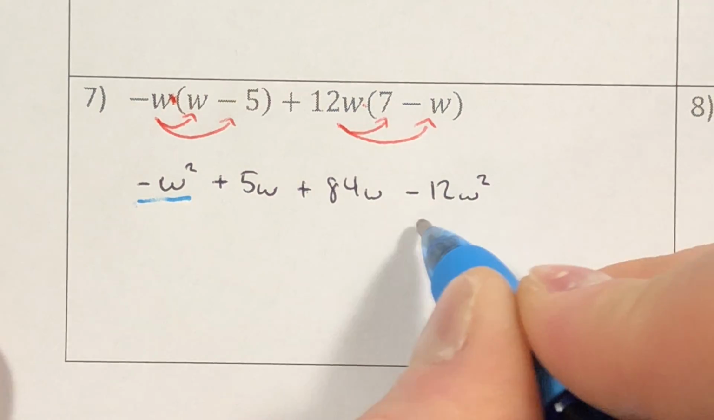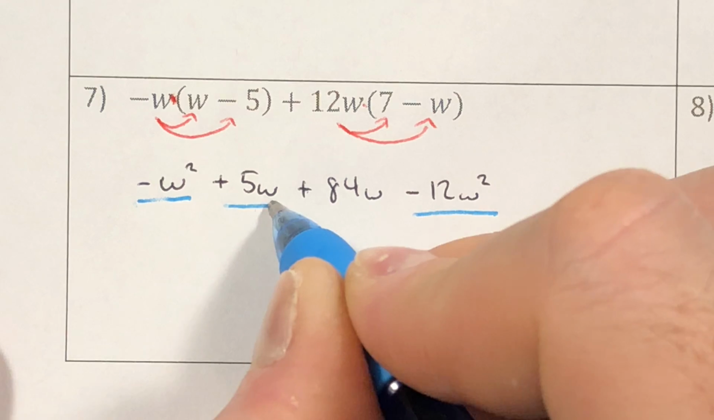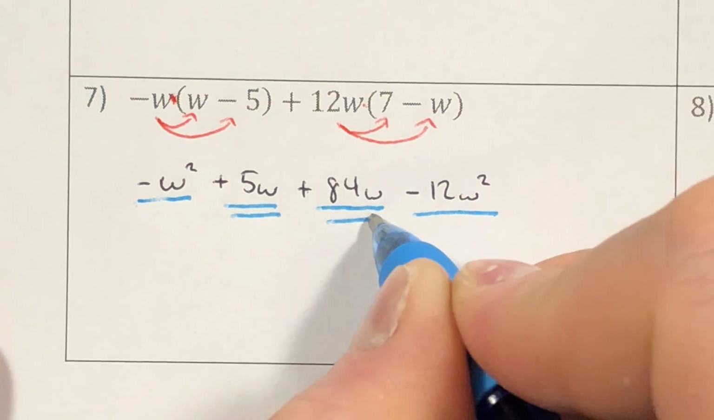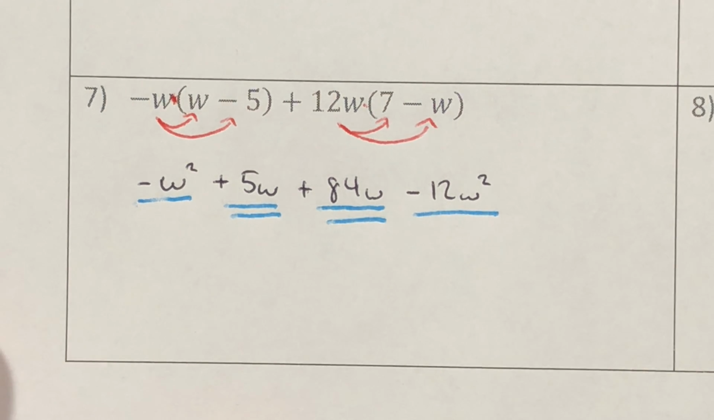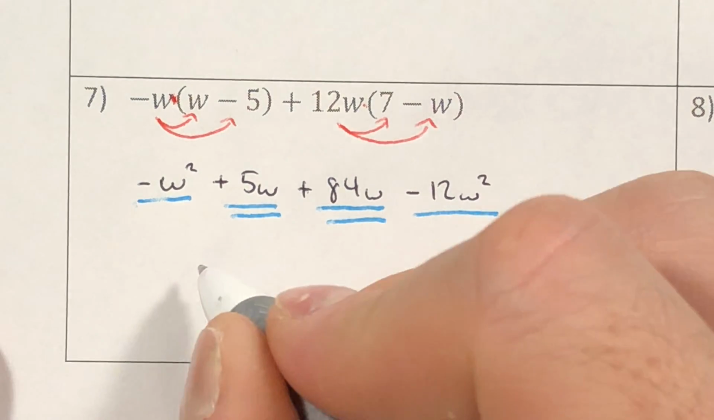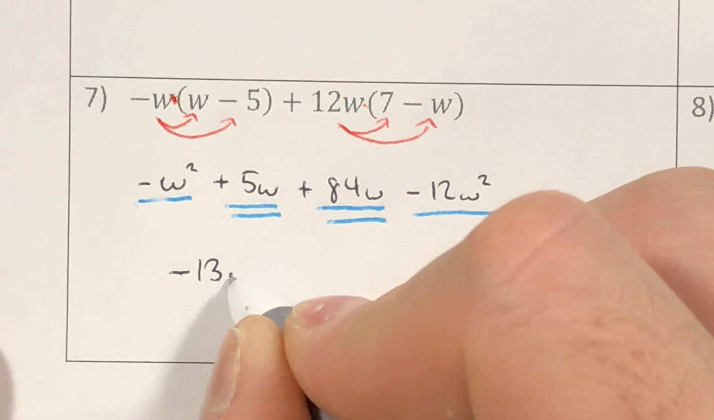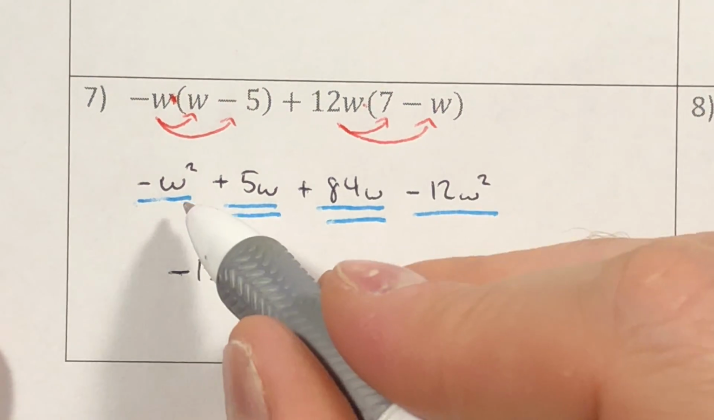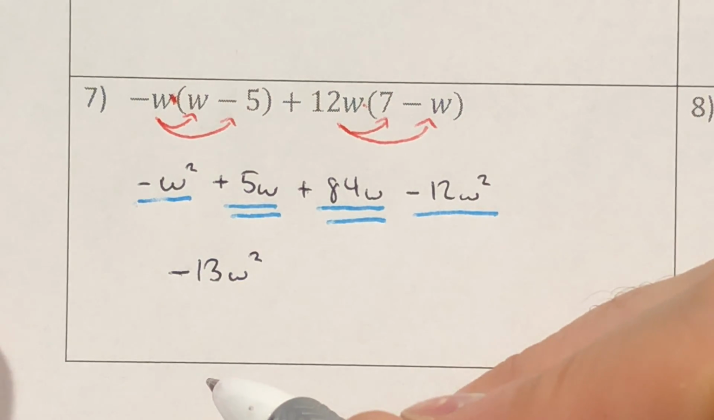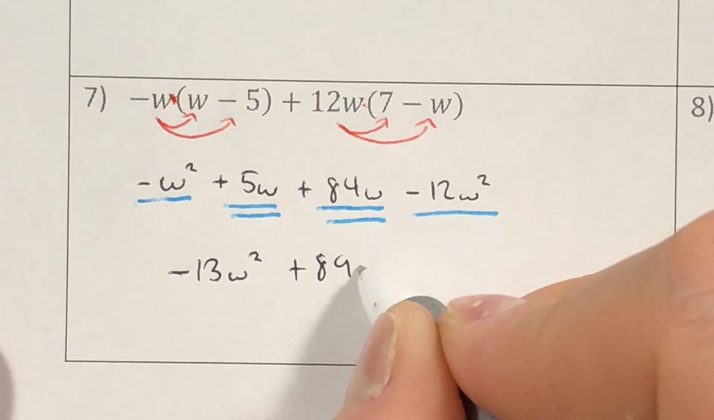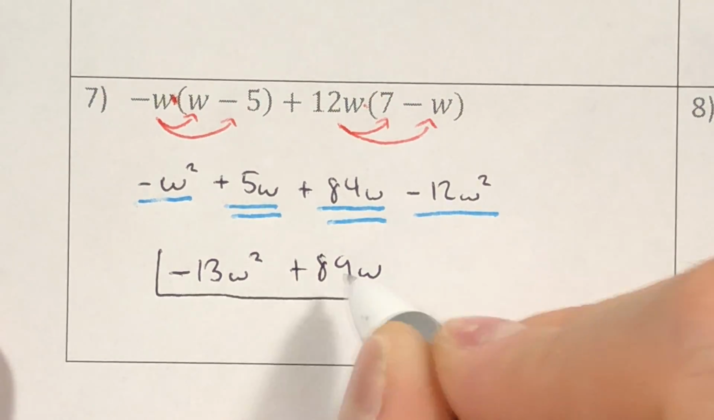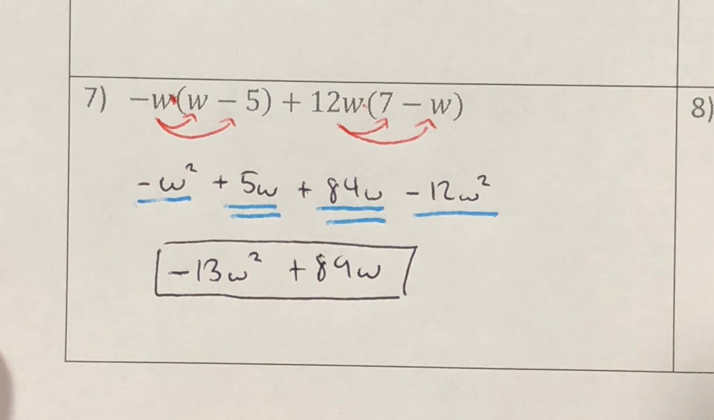Now I'm going to combine all of my squared terms, and then I'm going to combine all of my non-squared terms together, which means the negative W squared and the negative 12W squared are going to combine into negative 13W squared because we know that there is an implied number 1 outside here. And the 5 and the 84 are going to combine into 89W. Perfect. And there we go.